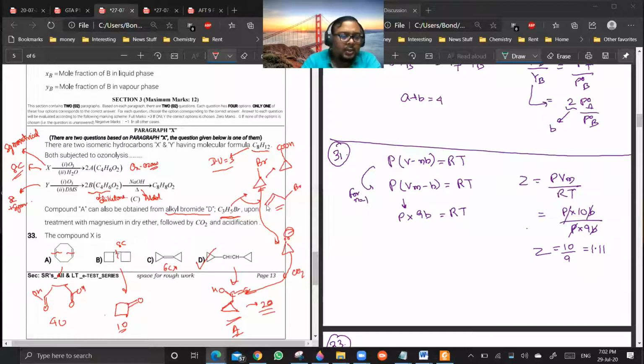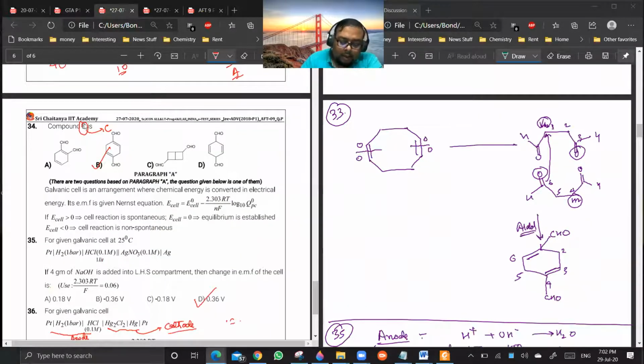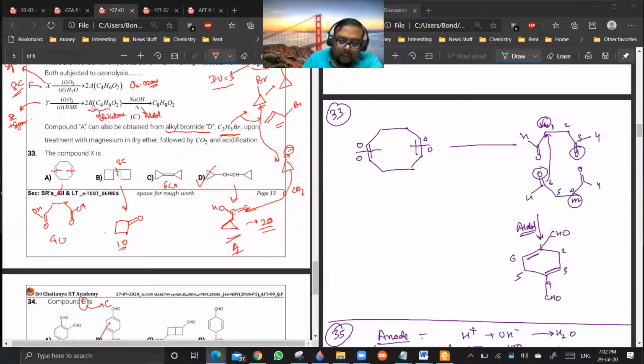So 33 is actually something you can think about logically along these lines. But in 34, there is no way you can do it through logic, because first of all, it should be compound C, not compound B. They are talking about the aldol product. Y is giving B, and B on aldol condensation will give C as a product.